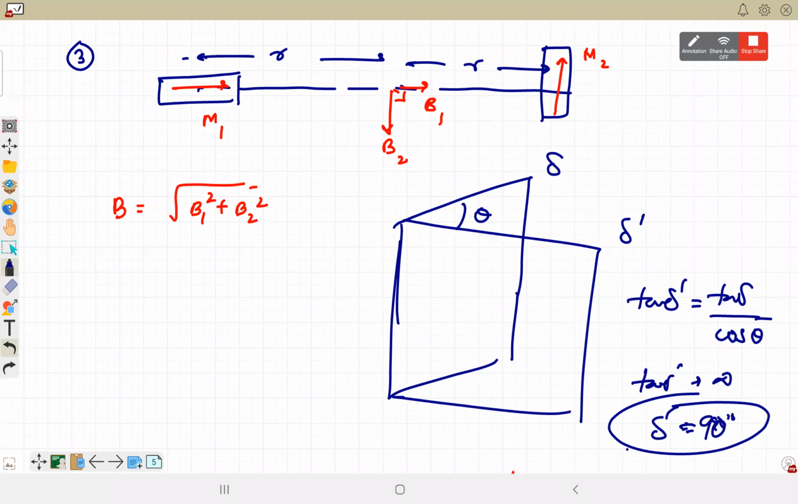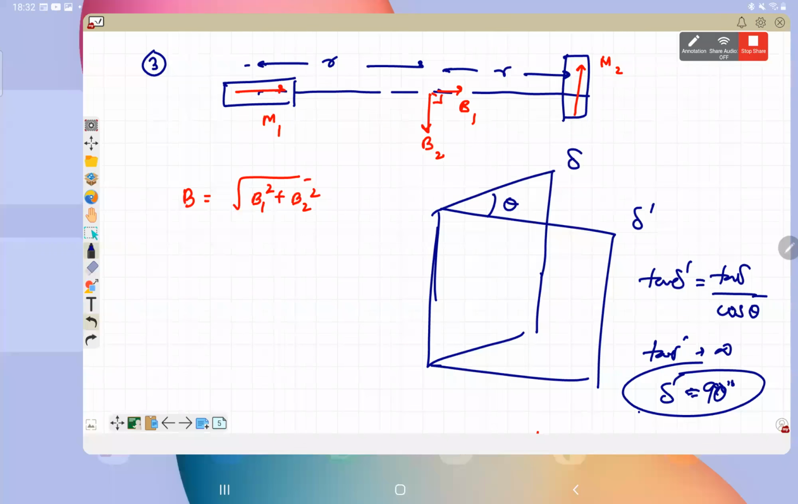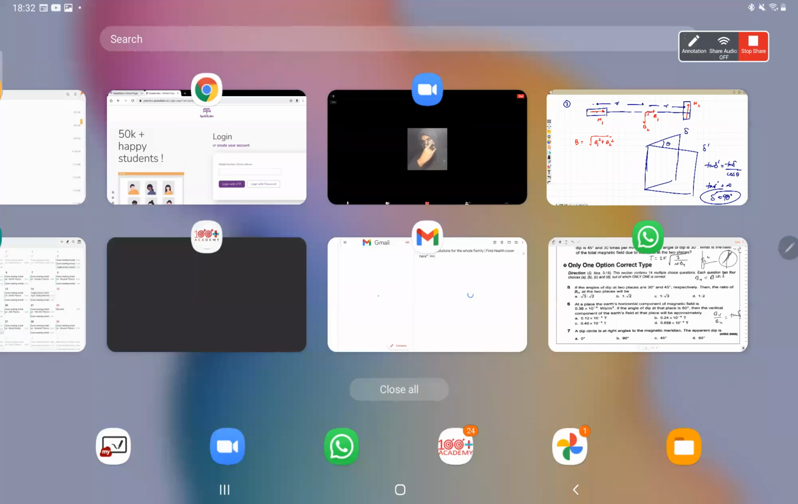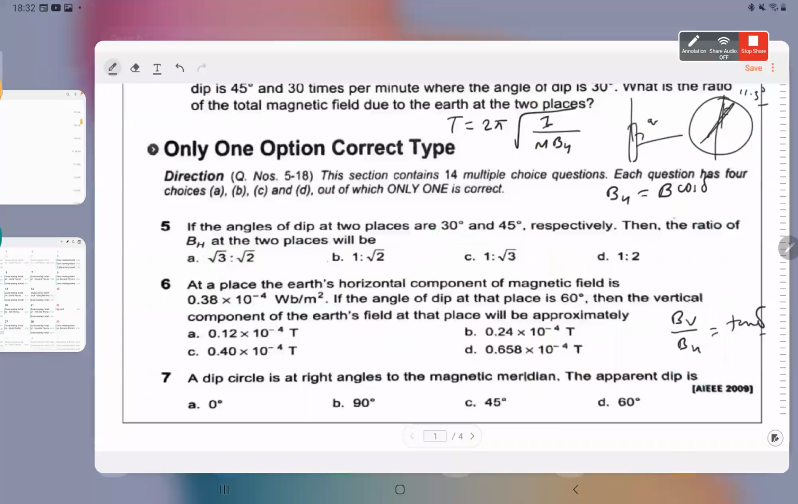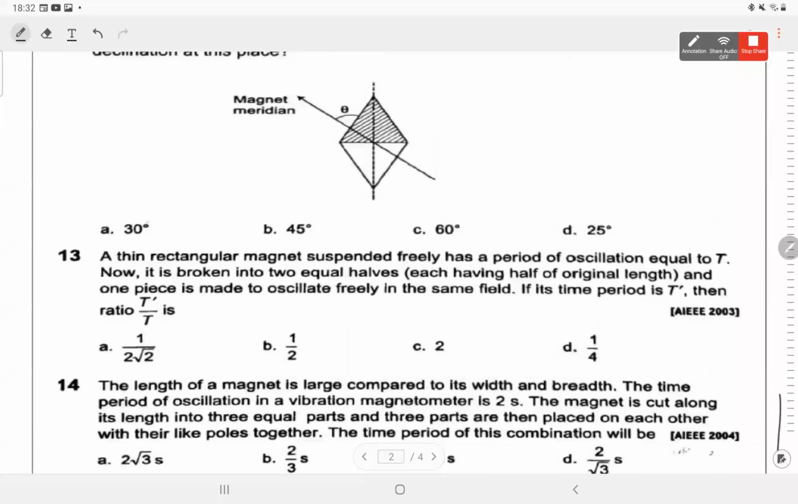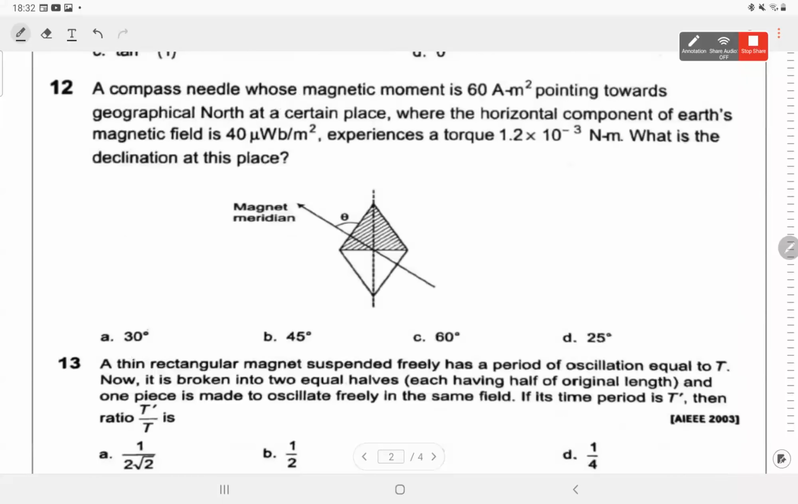So when theta is 90 degree, cos 90 is 0, something by 0 is infinity, so delta dash will be 90 degree क्योंकि वो vertical केवल एक ही component बचेगा उस direction में, needle will be pointing. इसके लिए आपको पुराने कॉन्सेप्ट याद होने चाहिए, अगर नहीं है तो शायद कुछ समस्या हो रही होगी.